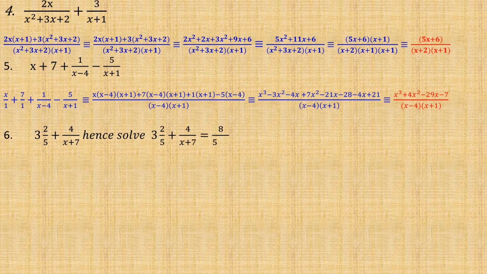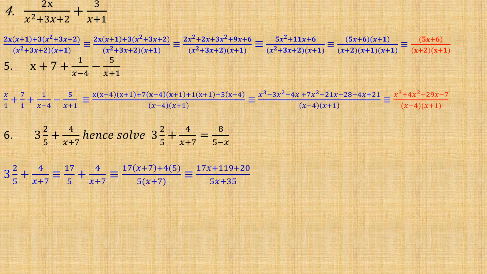I think I will concentrate on number 6. Now number 6, they want us to make it a single fraction, and then solve for x, where that single fraction is equal to x over 5 minus x. So what we shall do is still get the lowest common multiple, simplify that. So the simplified fraction is actually 17x plus 139 over 5x plus 35.